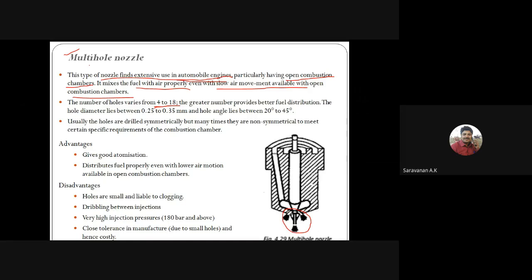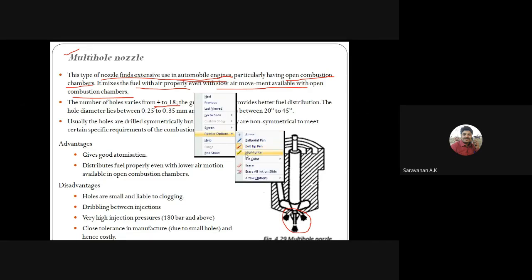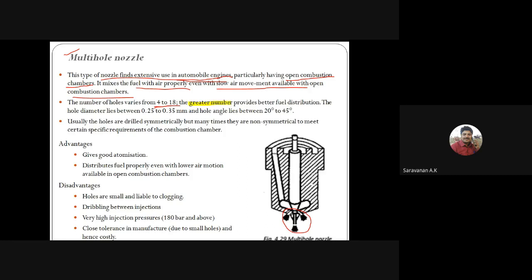If the number of holes is higher, it will give a better fuel distribution. At the same time, the hole size is in the range of 0.25 mm to 0.35 mm, and the spray cone angle will be 20 degrees to 45 degrees. So you can easily compare, right?